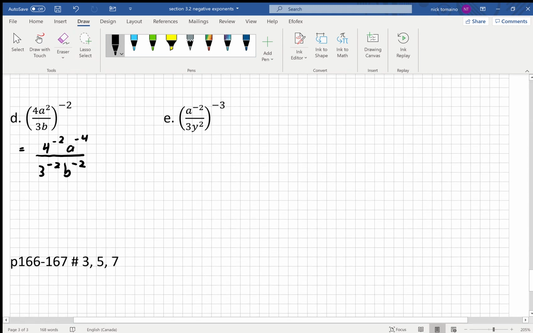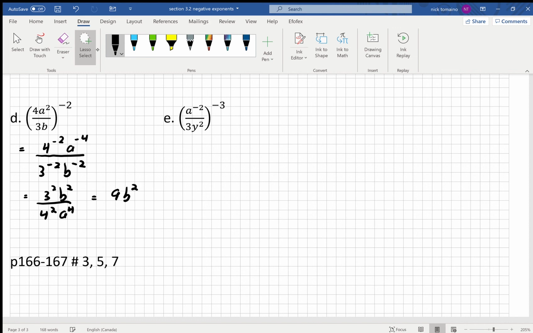Now we notice here that everything's negative, so everything's got to be switched. So it's going to become 3 to the 2, b to the 2, over 4 to the 2, a to the 4. And now we evaluate. So 3 to the 2 is 9, b squared, over 16, a to the 4. Okay, good.